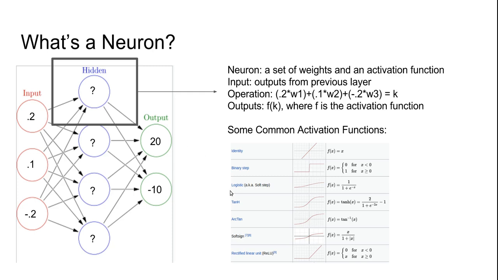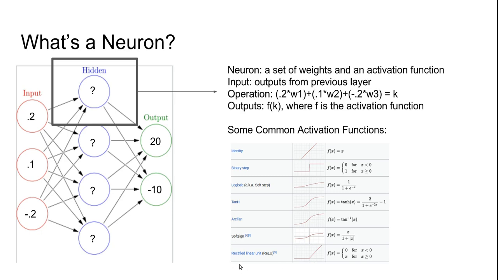Some other popular ones are the logistic, which is often referred to as sigmoid. It'll map all the values you put into it to an output between 0 and 1. So anytime you need your outputs to be between 0 and 1, like in a probability or something like that, that's a good one to use. Hyperbolic tangent is pretty popular. It maps values to -1 to 1, so that can be useful.